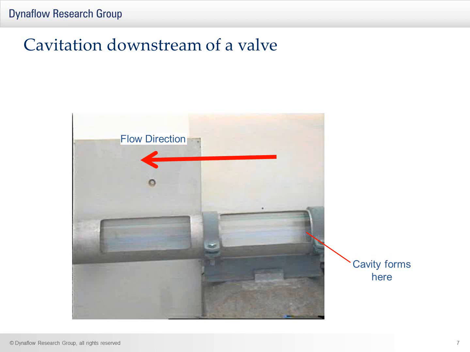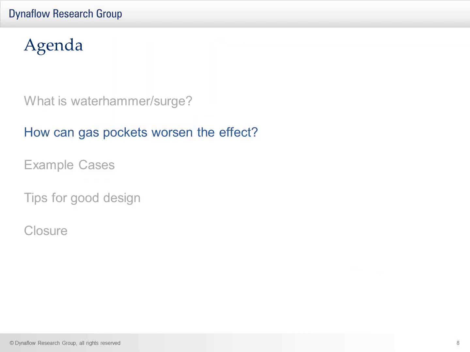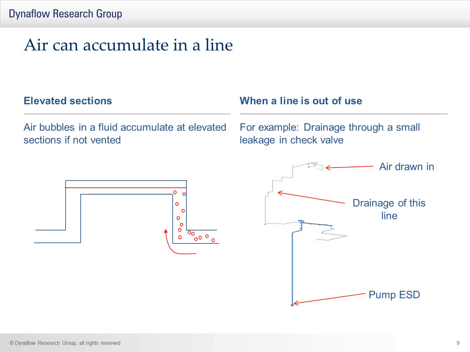Okay, so now moving on, how can gas pockets worsen this effect? Well, first of all, how can a gas pocket occur? We've got a liquid system. Well, firstly, air can accumulate in a line, typically for two reasons. First, we can have an elevated section. So if air bubbles in the fluid move to an elevated section, they can tend to accumulate.